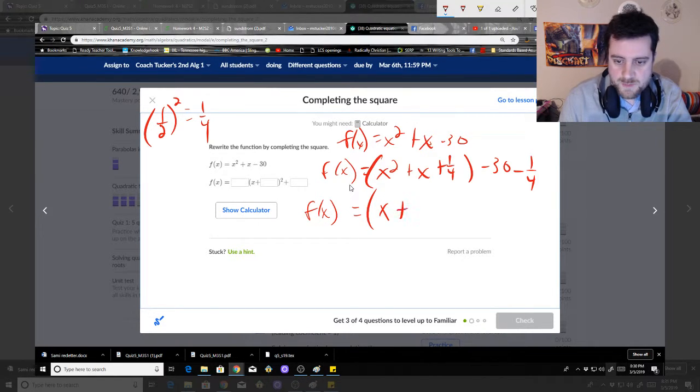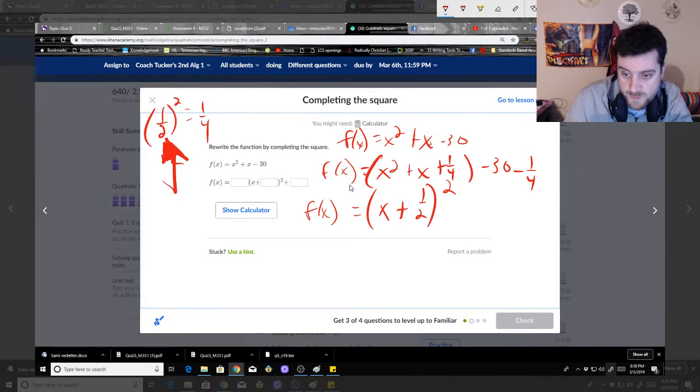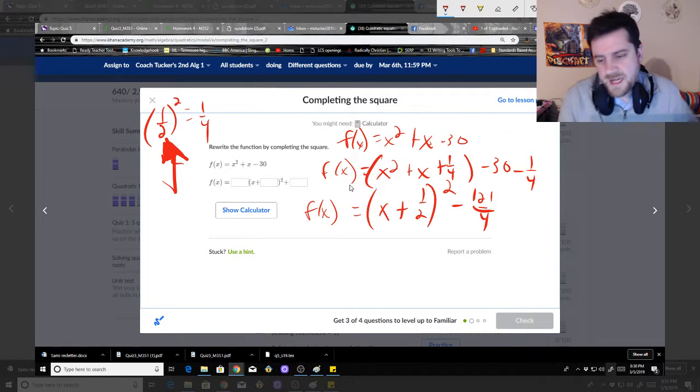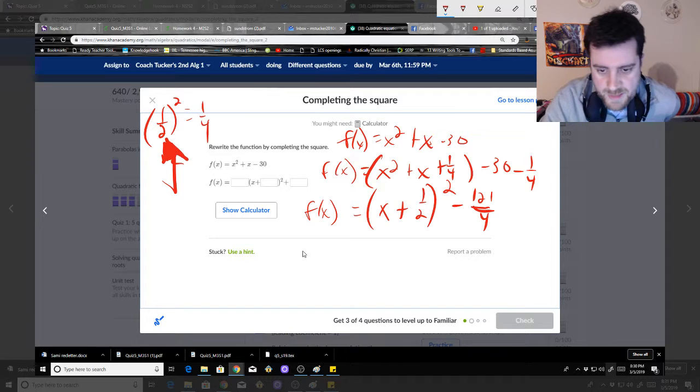This is x plus the square root of 1/4, which is 1/2. It's right there, guys. Don't reinvent the wheel. Squared. And then negative 30 minus 1/4 is negative 30 1/4, which happens to be negative 121 over 4. Again, I'm not going to keep going over the arithmetic on that. You should know the arithmetic by now.